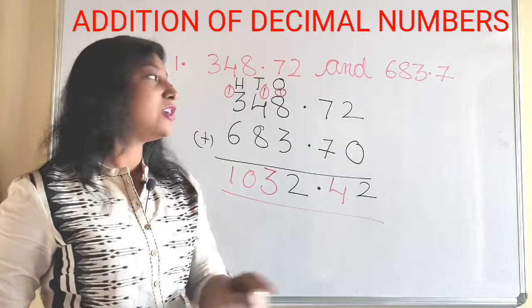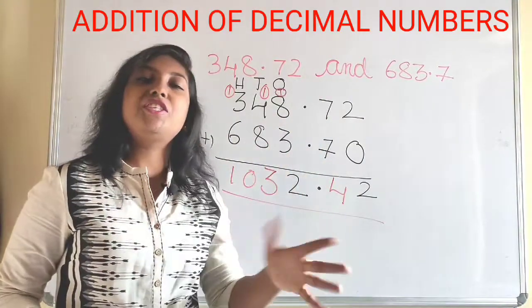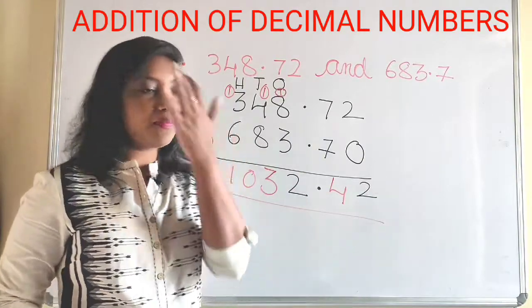So first of all, the first condition is whenever you have the numbers, arrange them according to the places and don't forget to place a decimal point under the decimal point in order to do addition or subtraction. So now let us see one more example.